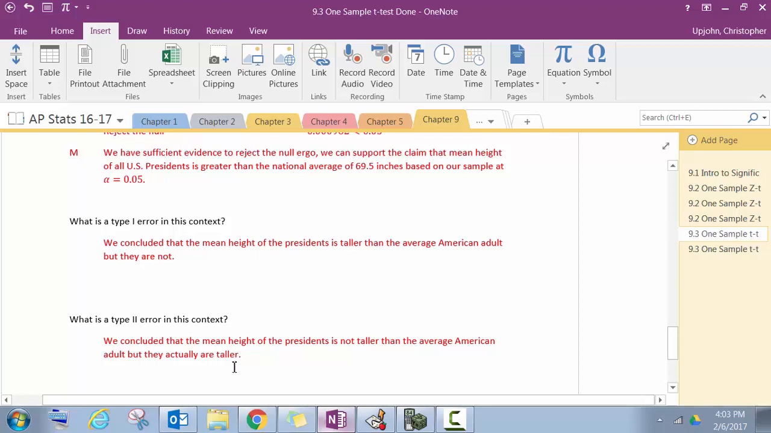A type 2 error is when we fail to reject and we should have. So we concluded the mean height of the presidents is not taller than the average American adult, but they actually are taller. That would be a type 2 error. So that is one-sample t-tests.